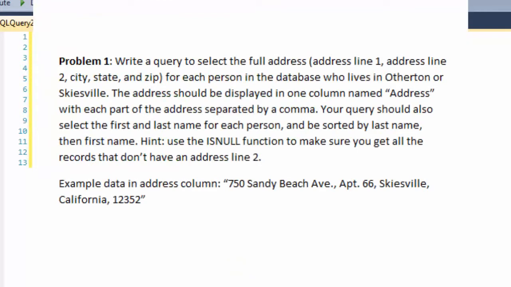Problem 1, write a query to select the full address, address line 1, address line 2, city, state, and zip for each person in the database who lives in Otherton or Skysville. The address should be displayed in one column named address, with each part of the address separated by a comma. Your query should also select the first and last name for each person and be sorted by last name, then first name. Hint, you'll want to use the isNull function to make sure you get all the records that don't have an address line 2.